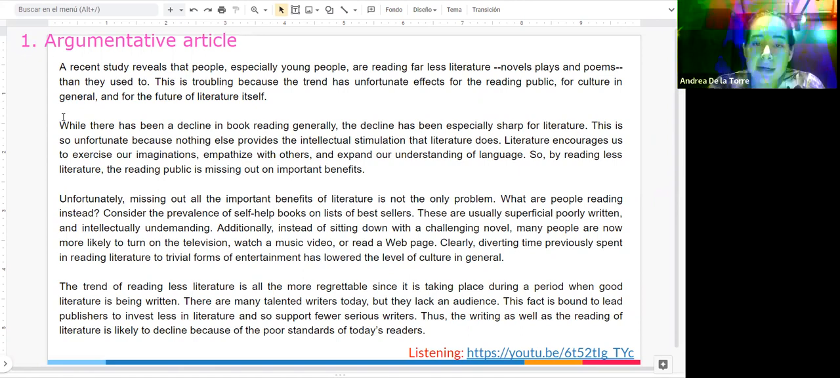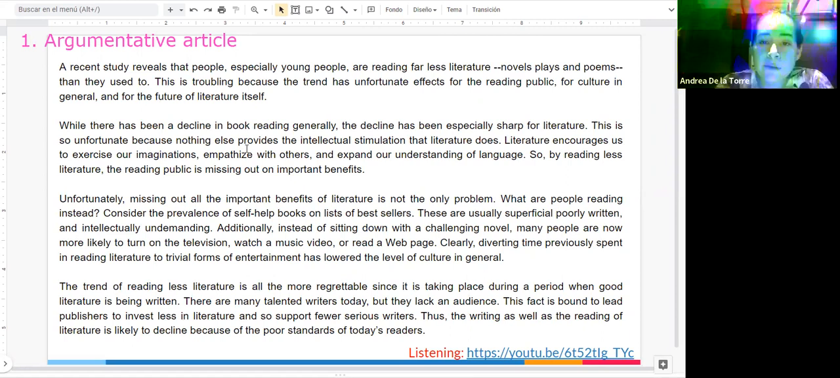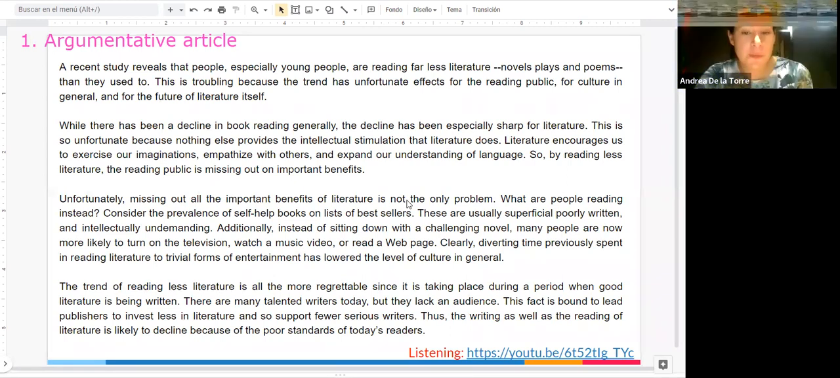That isn't a point, that isn't an opinion, is it? In the beginning, we have a recent study reveals that people, especially young people, are reading far less literature than they used to, right? Do you guys think that that is an opinion? No, right? It's not an opinion. It's a study that has been done. So a study reveals that people are reading far less literature is a fact. It's not an opinion, right? So that is the topic, the fact. The fact that people are reading less literature is the topic, right?